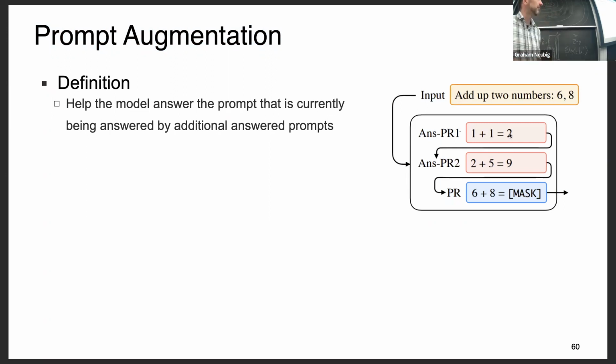So, if you know that you want to be adding 6 and 8 together, and your input is 6 plus 8 equals blank, you'll add 1 plus 1 equals 2. That's 2 plus 5 equals 9.